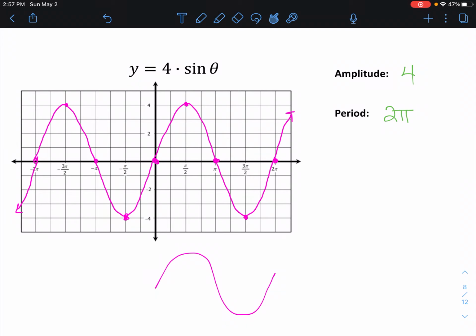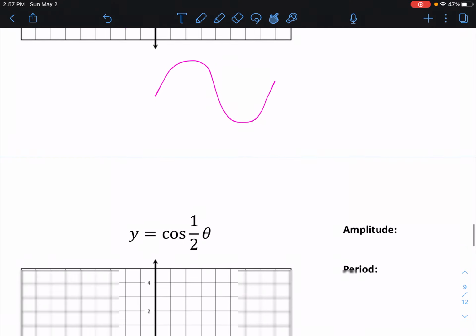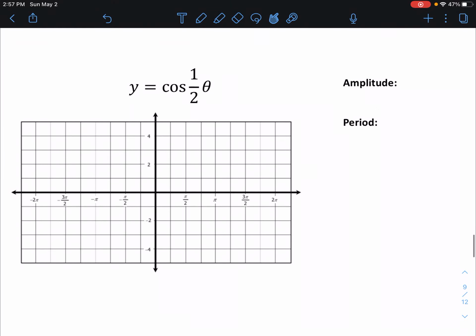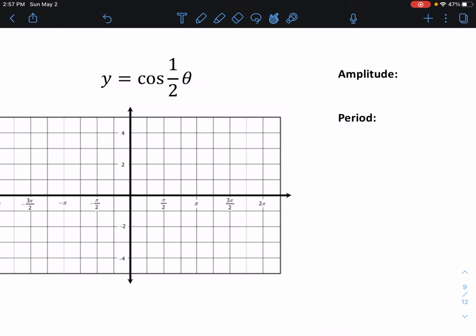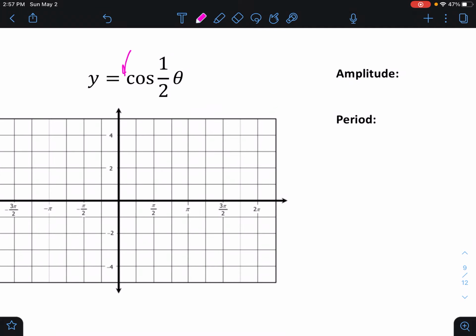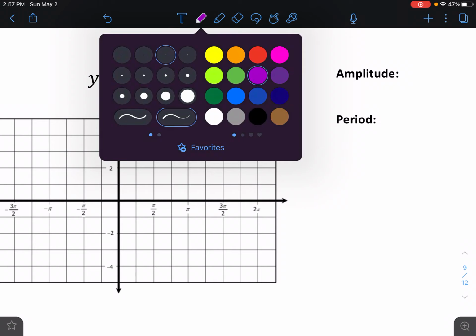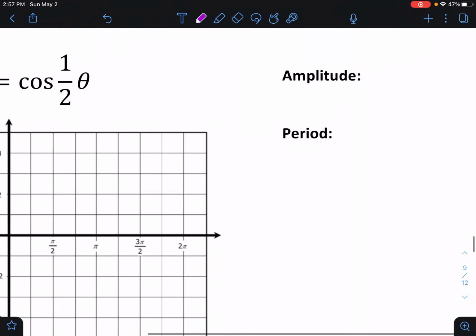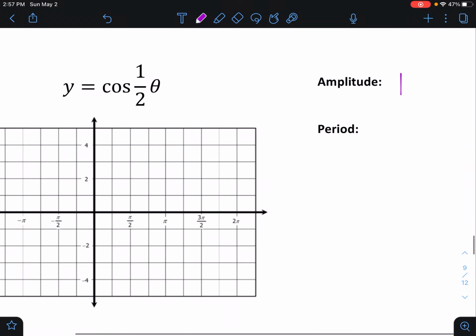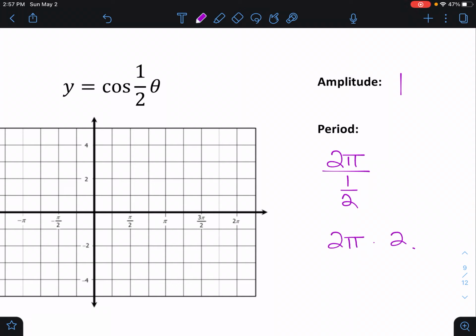Okay. Now we can adjust the period too. So what does that look like when we do that? Well, here the amplitude hasn't changed. Notice the number in front here still is 1. I'm going to switch colors. So the amplitude, 1. The period is going to be 2 pi divided by 1/2, also known as 2 pi times 2 over 1. So this period would be 4 pi.